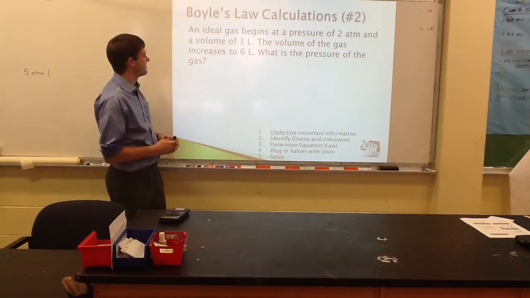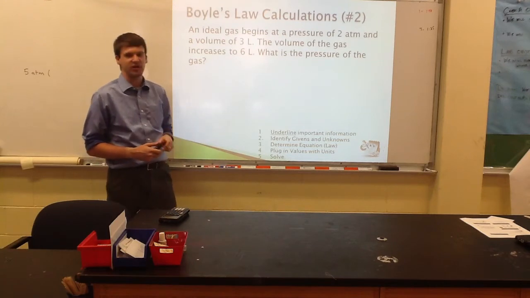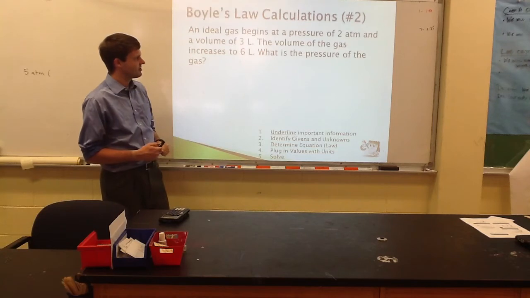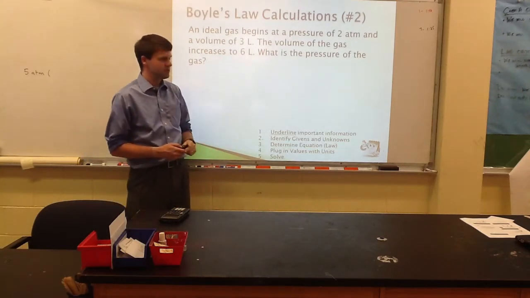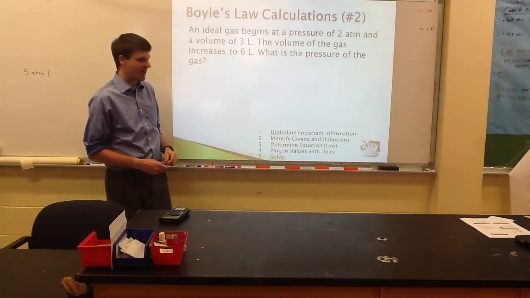Now let's do a problem. In this problem, an ideal gas begins with a pressure of 2 atm, or 2 atmospheres, and a volume of 3 liters. The volume of the gas increases to 6 liters. We're looking for the new pressure of that ideal gas.